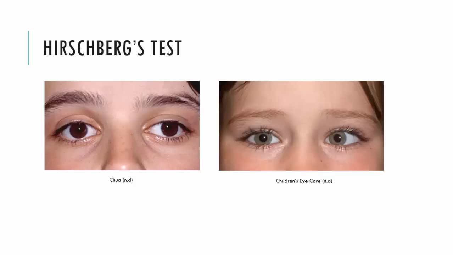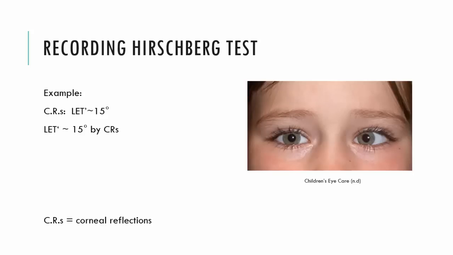we'll discuss shortly. In terms of recording a Hirschberg test, often clinicians will indicate that they've had a look at the corneal reflections, that there is an LET according to the placement of the corneal reflection. In this instance, it would be temporally displaced, and then an estimate is indicated next to that, which is about 15 degrees. Or sometimes a clinician might write that they've observed an LET of approximately 15 degrees by corneal reflections.